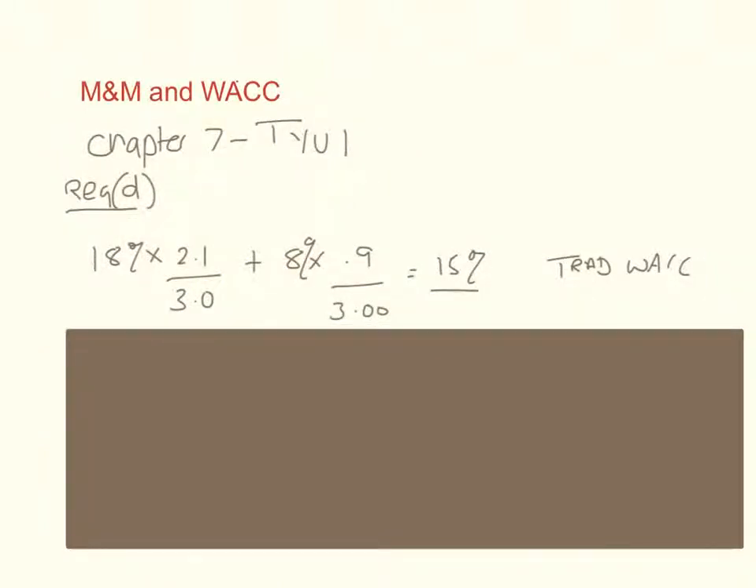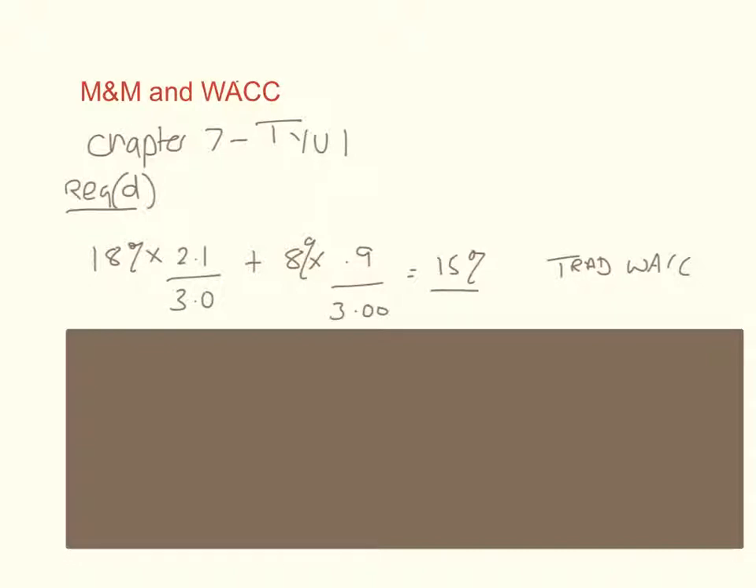This is just a short video to pick up and clarify, hopefully, the distinction between M&M, weighted average cost of capital, and what I'm going to call the sort of traditional weighted average cost of capital. So this is an example taken from Chapter 7, Test Your Understanding, and this was one of the requirements that we would have looked at.